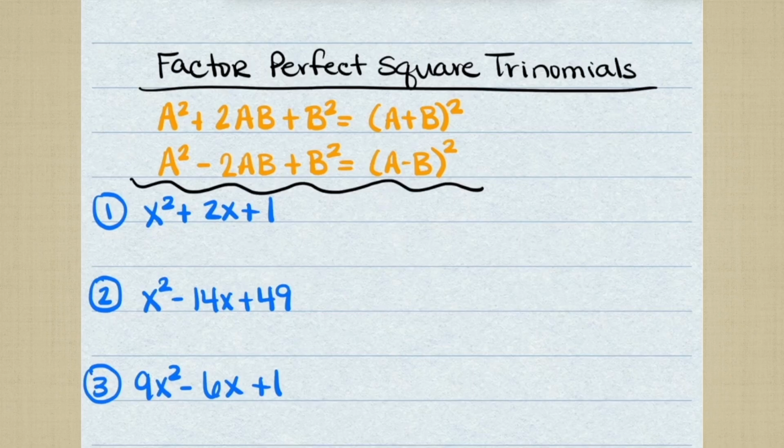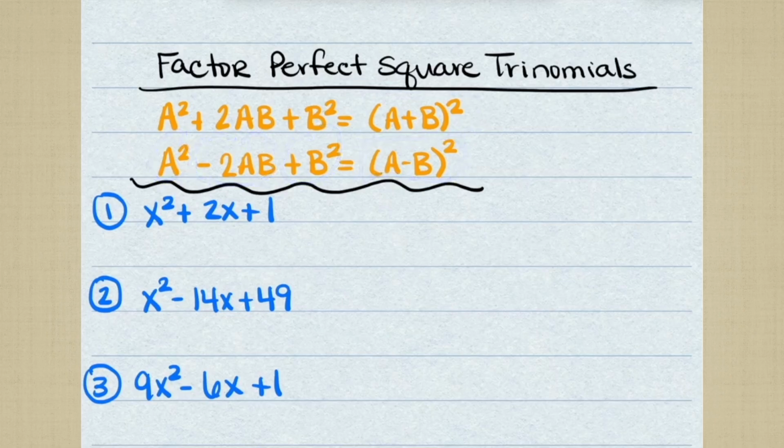Factor perfect square trinomials. Same, just another property here. If you can remember these, it will save you so much time when you're trying to write these out. So if you look, it says a squared plus 2ab plus b squared. This is how you factor it, and then a squared minus 2ab plus b squared. This is what it looks like.